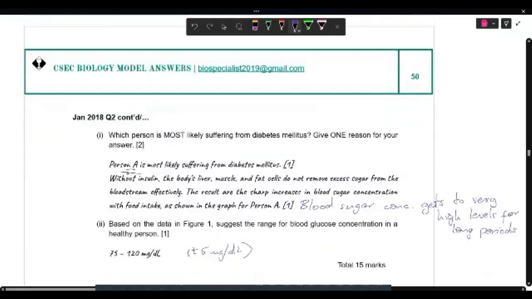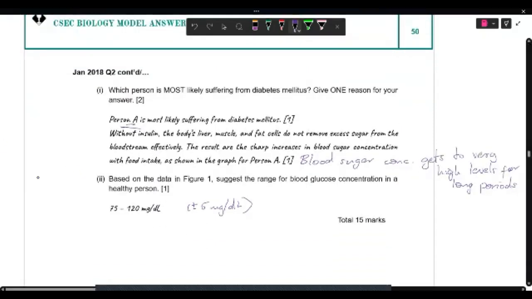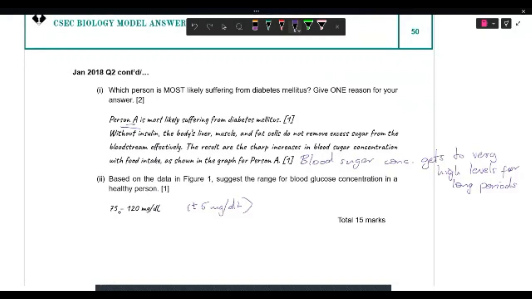And you do indicate that it's because of the lack of insulin or lack of response to insulin that the excess sugar is not being removed effectively. And this causes these sharp increases, or the blood sugar levels just staying at a high level for long periods of time. Right? And based on the data range for a healthy person, as we saw there, 75 to about 120, or we could say 75 to 125.